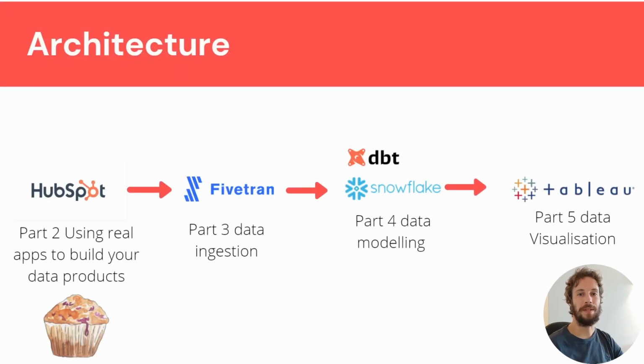Over the course of this series, we're going to acquire some data from our CRM over in HubSpot, and we're going to enter some data into HubSpot. We're going to be using a fantasy company, Wise Muffins, where we will be selling muffins to various companies. We're going to take that data from our CRM and move it into our data warehouse. And we're going to do that in part 3, where we use a data ingestion tool called Fivetran.